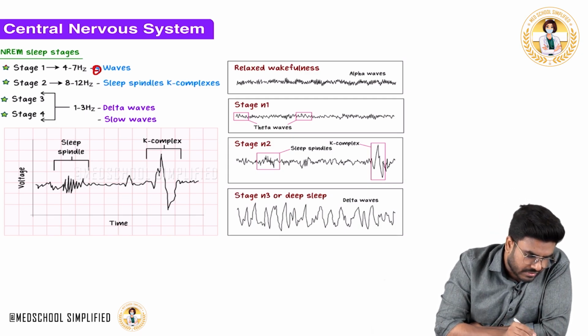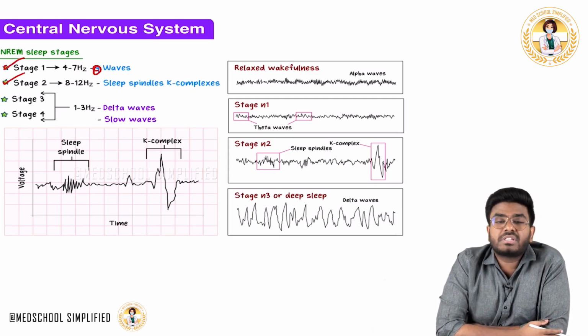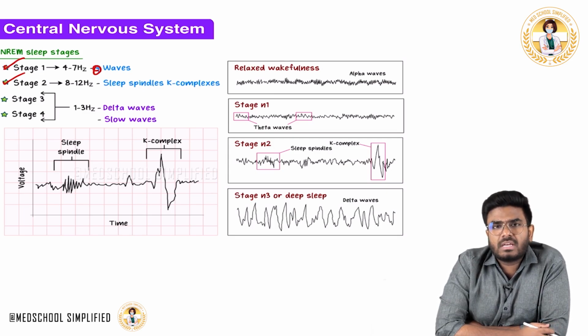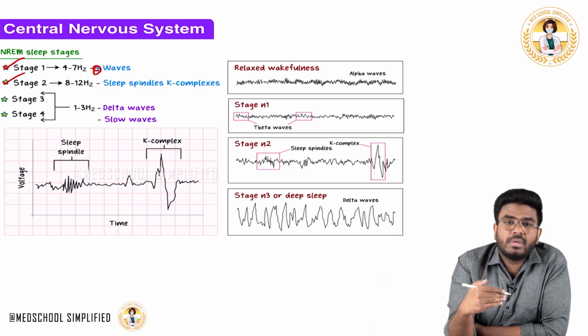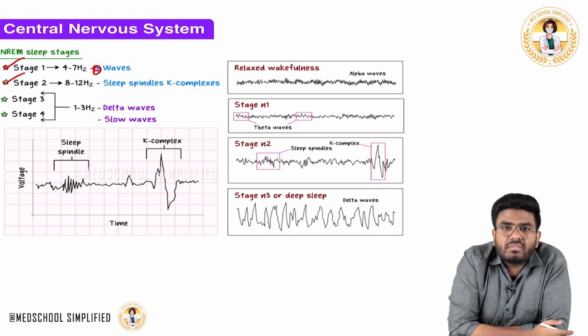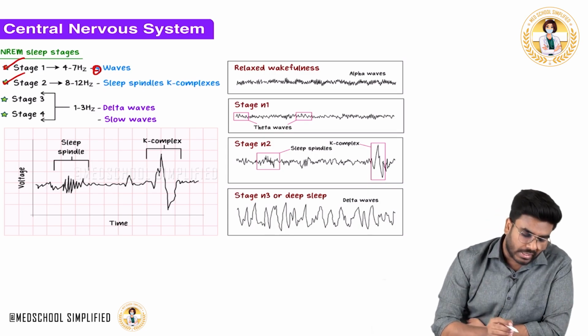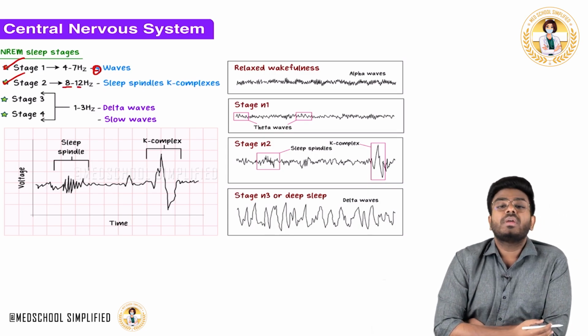Now after NREM stage 1, what do we have? NREM stage 2. In NREM stage 2, which waves are coming? See, the person is going a little deeper into the sleep. Now in NREM stage 2, the frequency of the waves is 8 to 12 hertz.